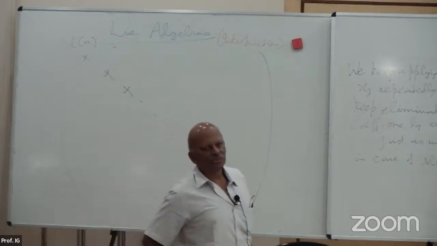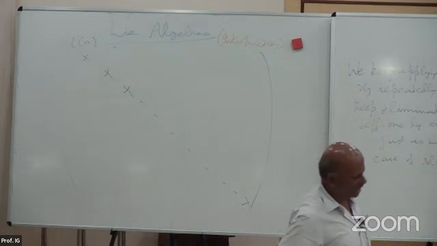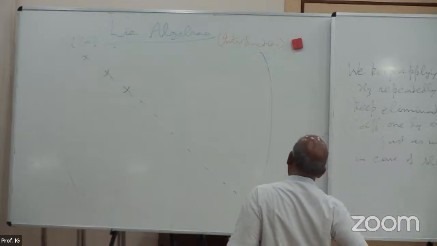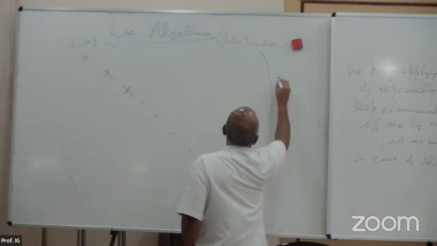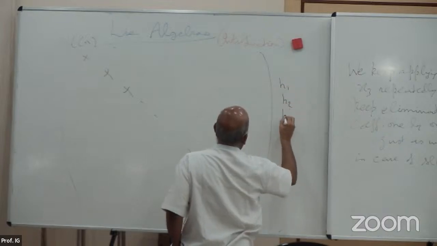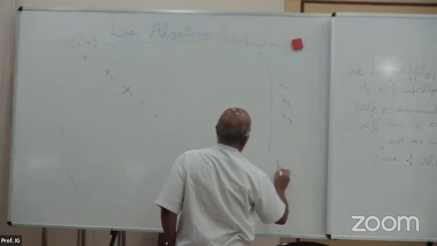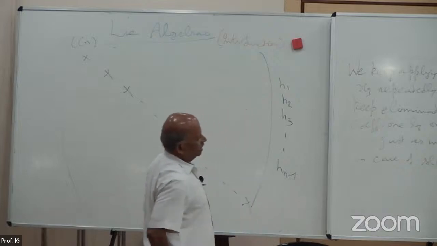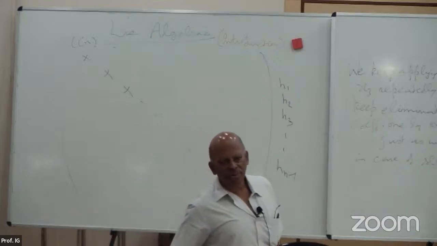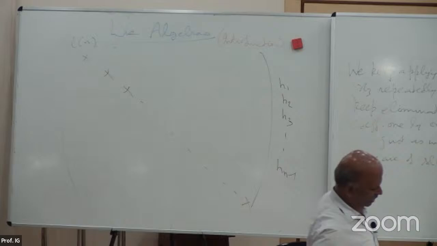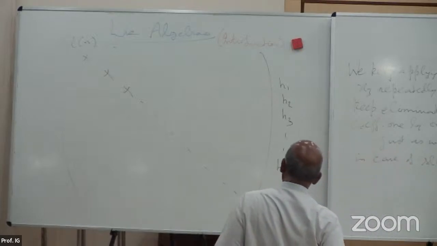So this is what is going to happen for SLN in general. Similar to this, we can do H1, H2, H3, etc., up to Hn minus 1. For SL2, we had only one. SL3, we had two. In SLN, we will have Hn minus 1.